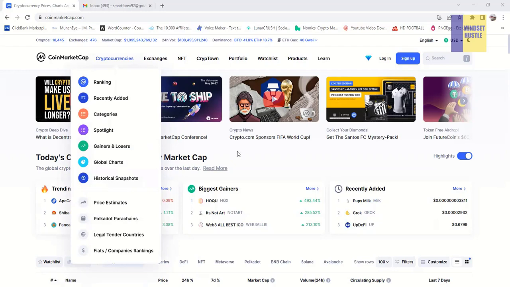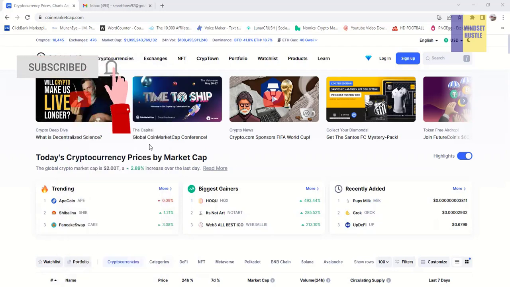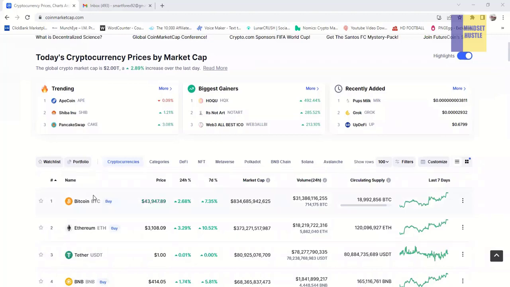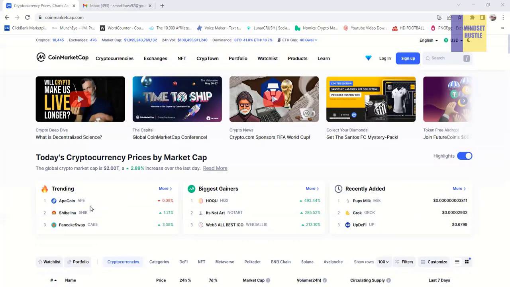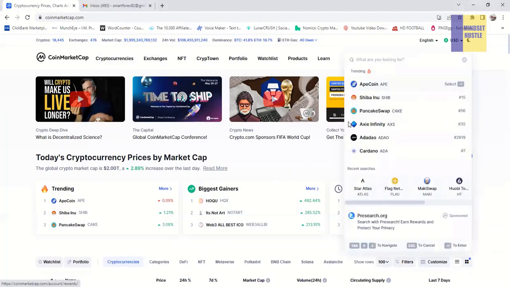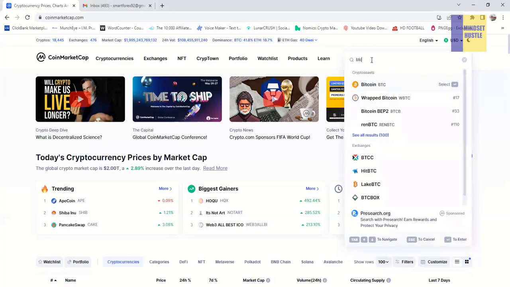But today we are just going to look at how you do it when you've seen a coin. For instance, let's say you've seen Bitcoin somewhere and you want to buy it, but you want to know more details about Bitcoin. So you come to CoinMarketCap and search for Bitcoin. Let's say Bitcoin is not ranking number one, it's somewhere around 100 and something, and you can't scroll through. You just come to the search bar here, type BTC, and it will give you the token you are looking for. Then click on it.